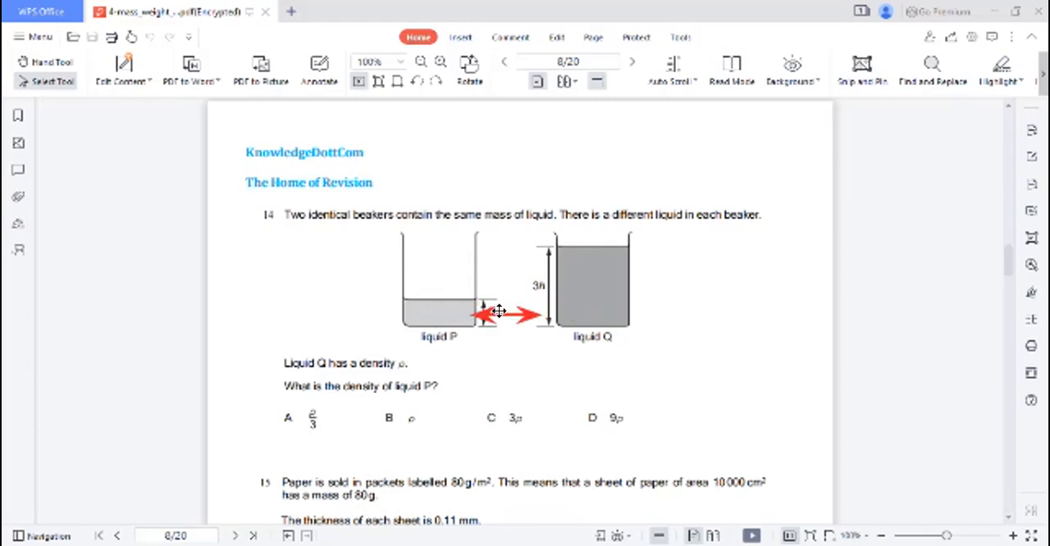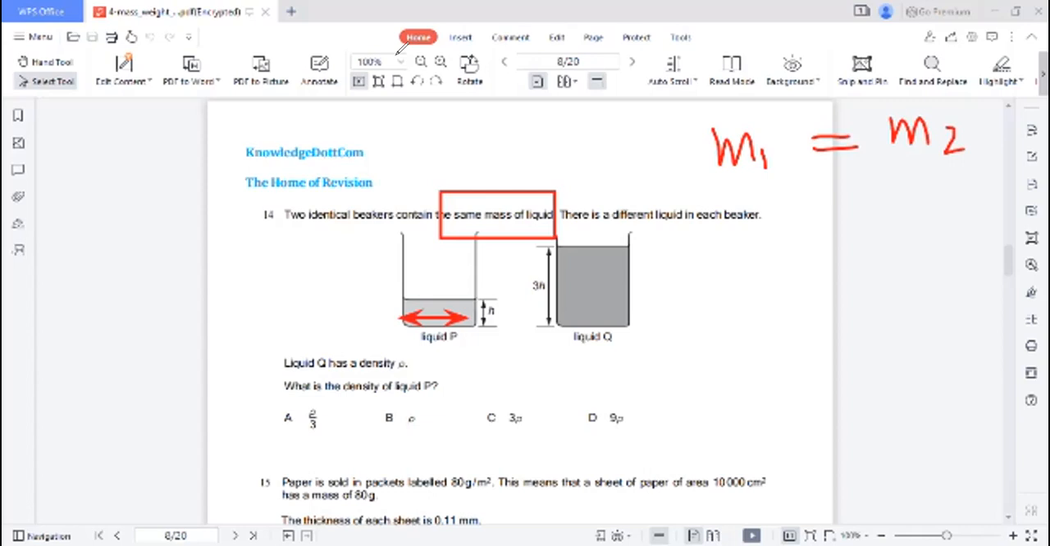Yes, base areas are same. You can see base is approximately same. Okay. So now both have different masses are same. They have same mass. So we can say mass of one is equal to mass of two.